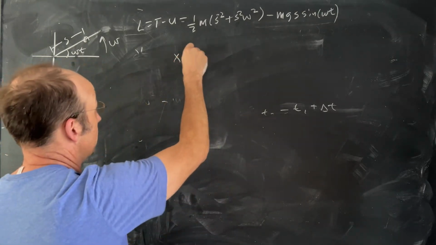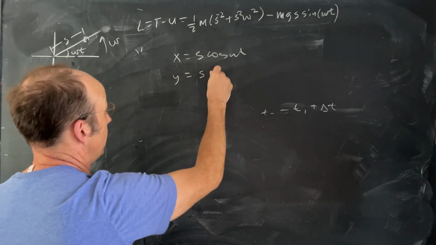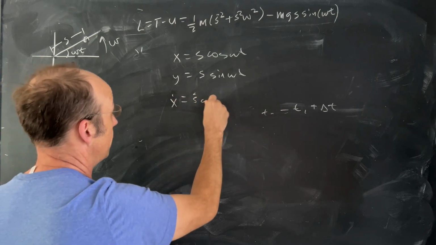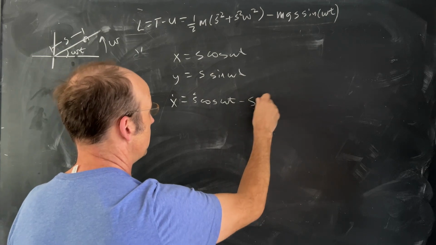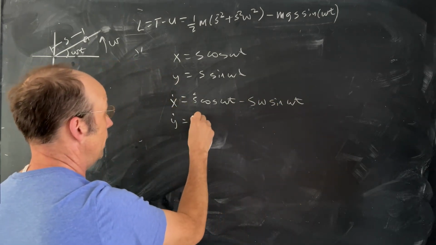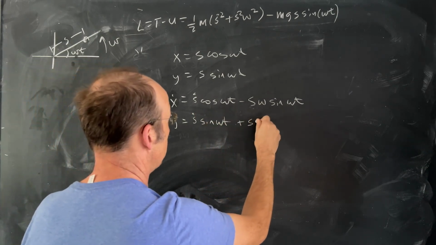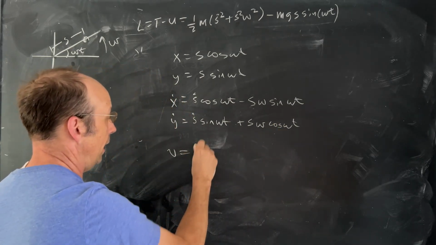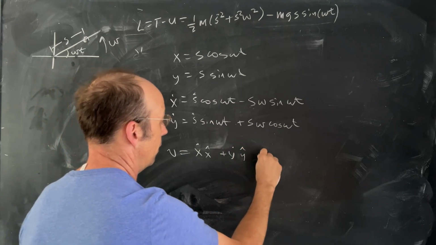So I had x is s cosine omega t, y is s sine omega t. So x dot is going to be s dot cosine omega t minus s omega sine omega t. Y dot is s dot sine omega t plus s omega cosine omega t. So the velocity is x dot x hat plus y dot y hat plus 0 z hat.